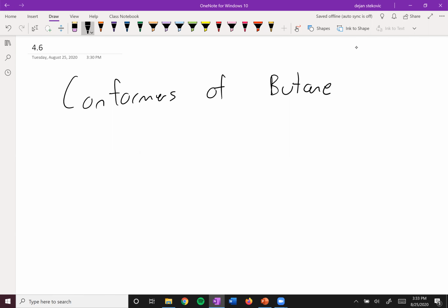All right, so let's look at some conformers of some other alkanes. In this case, we'll take a look at butane. So butane is going to be 4 carbons long. So 1, 2, 3, 4.